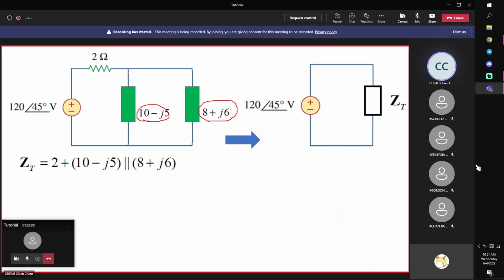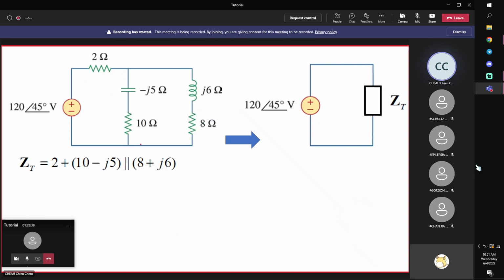After that, these two are in parallel. They are both connected to the same terminals. So I use this sign, which means Z1 Z2 divided by Z1 plus Z2. That means I can simplify this whole thing using this: series, parallel, and then after that it is in series with 2, so plus 2.